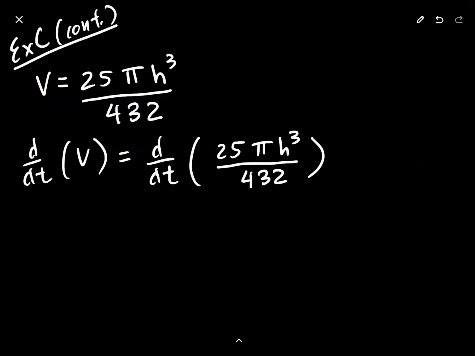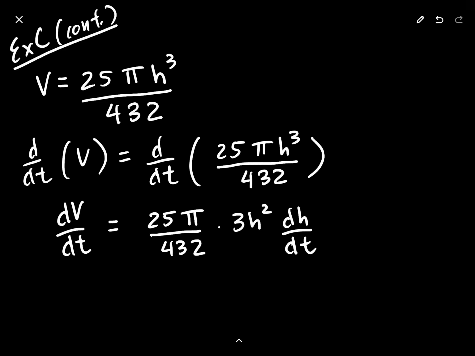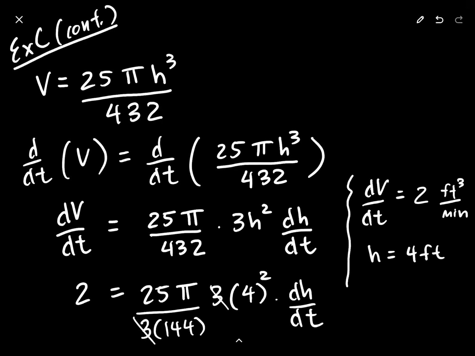So we will take the derivative of both sides with respect to t. So on the left we have dV/dt is equal to 25 pi over 432, which is just a constant, so we can keep it in the front. And the derivative of h cubed is 3h squared dH/dt. So now that we've taken the derivative, we can plug in the values of the moment. dV/dt is 2 and h is 4. Also 432 from before was 3 times 144, so the 3 in the top and bottom can cancel.